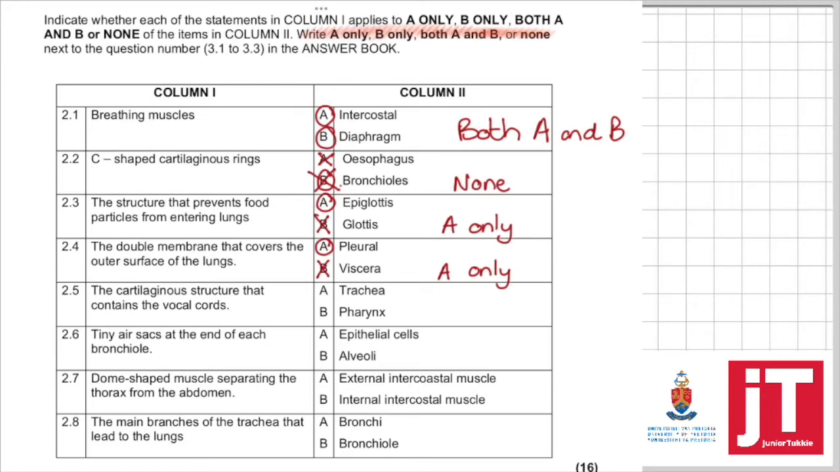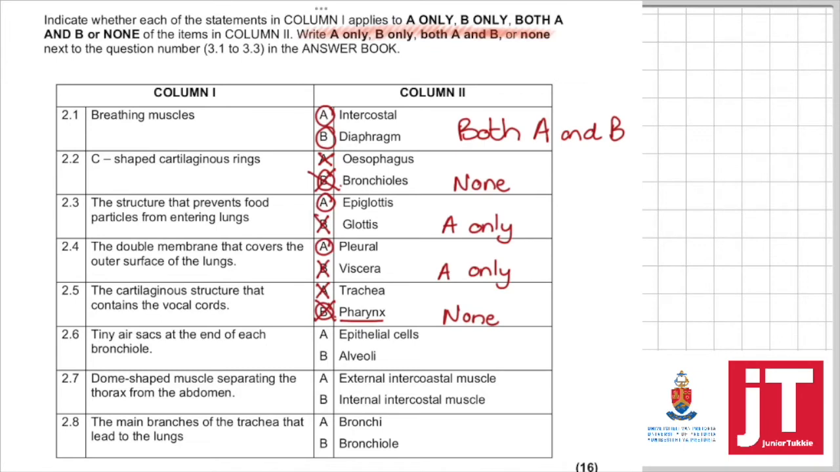2.5, the cartilaginous structure that contains the vocal cords. Now, if we haven't studied our work very well, we might make the mistake of linking that to B, which is the pharynx. But we know the vocal cords are not part of the trachea, and we may make the mistake of linking it to the pharynx, but we'll know that it's actually the larynx. So here we've got none as being the correct option.